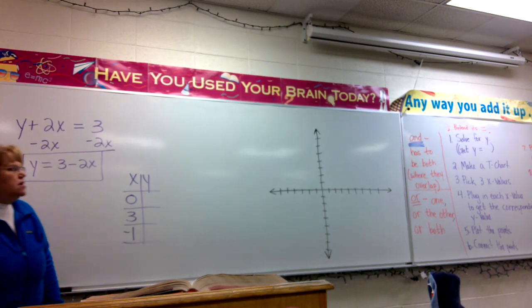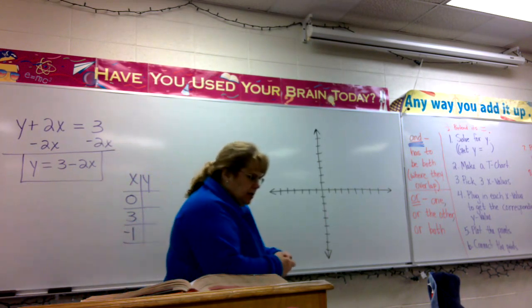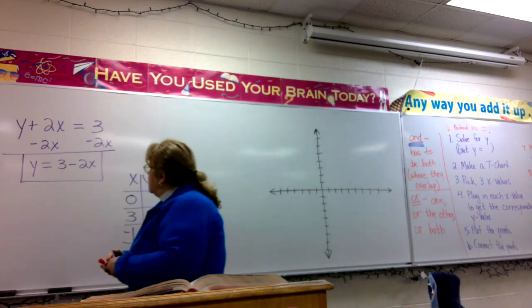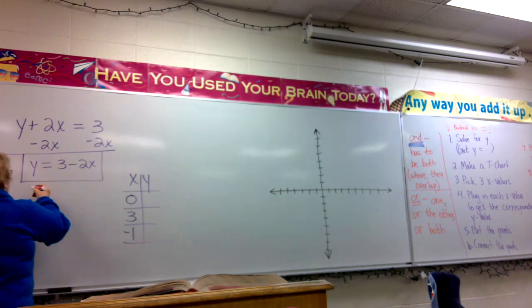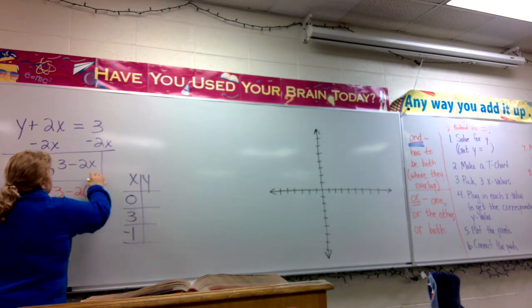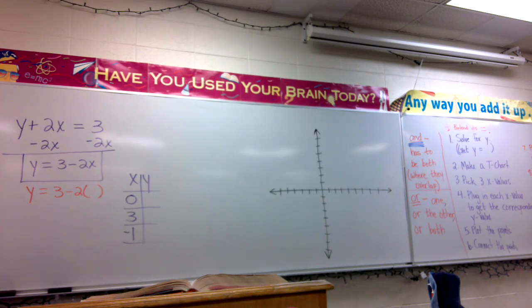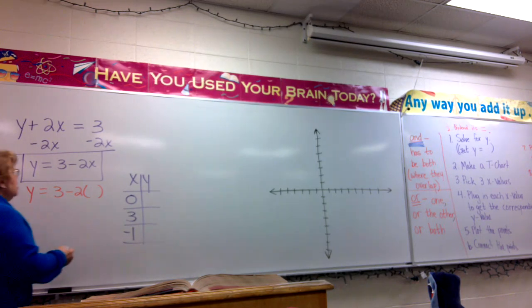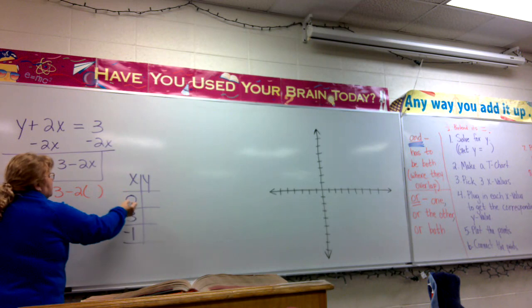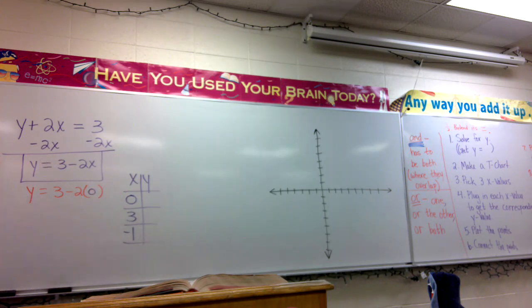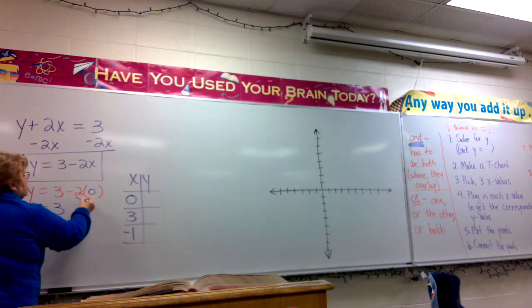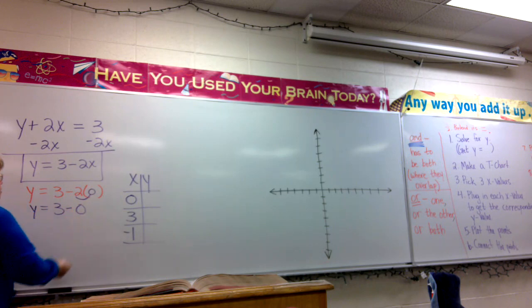Step 4. Probably going to be a little bit more work. Step 4 says, plug in each x value. You see that where the x is, we're going to put the value in. And we want to know what y value goes along with each one of those. So I'm going to put the x in. X is 0. And we're going to work it out and see what we get. What is negative 2 times 0? 3 take away 0 is 3.